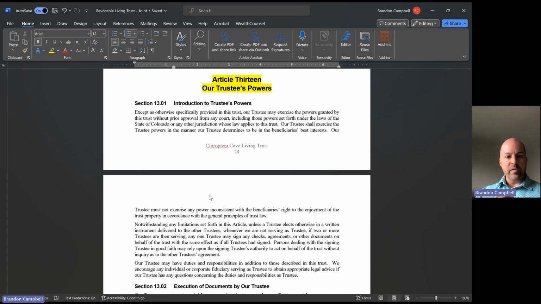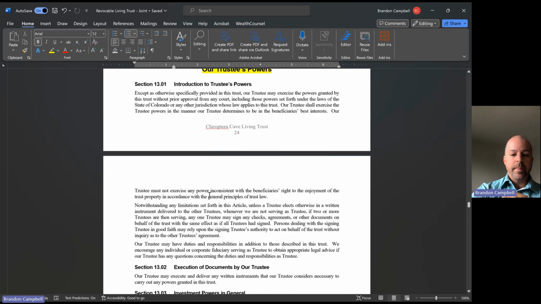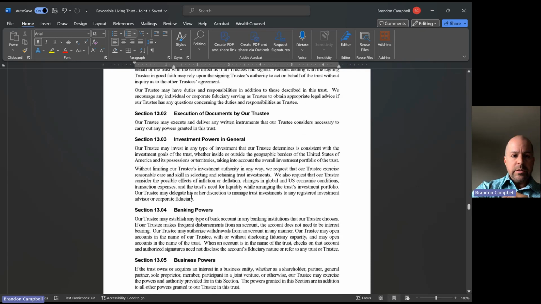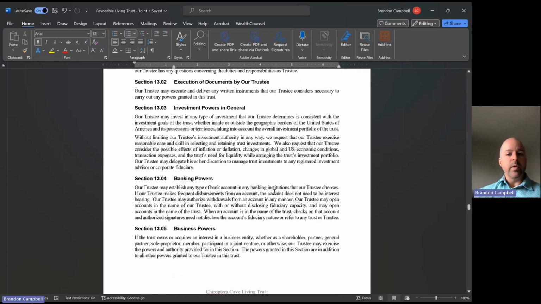So I do recommend first that people actually start with the table of contents. Take a look, and then you're welcome to turn to any of these. Most of them are going to be about a couple paragraphs. So I'll give you a little bit of a snapshot of each of these. Introduction is obviously just an introduction, so please feel free to read that. Execution of documents. So your trustee can sign whatever documents are necessary in order to facilitate managing the assets, making decisions, etc.